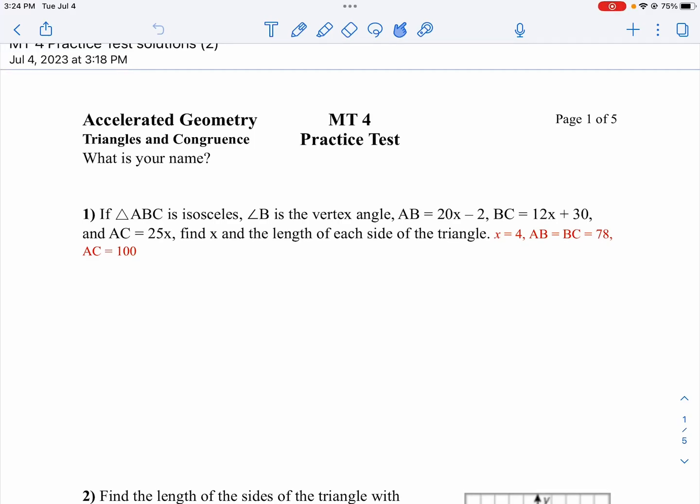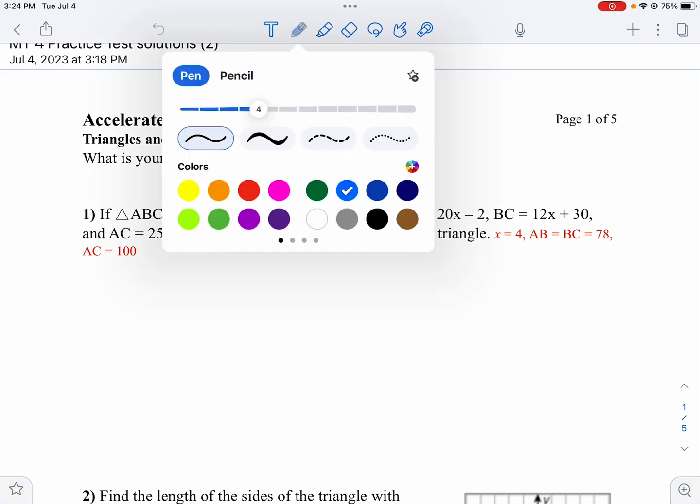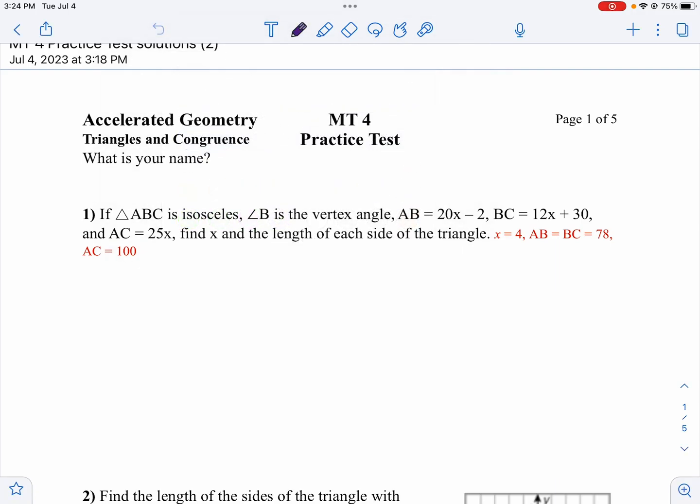Let's review your MT4 practice test. On the first question, don't forget your name. Can't give you any credit if you don't put your name on there.